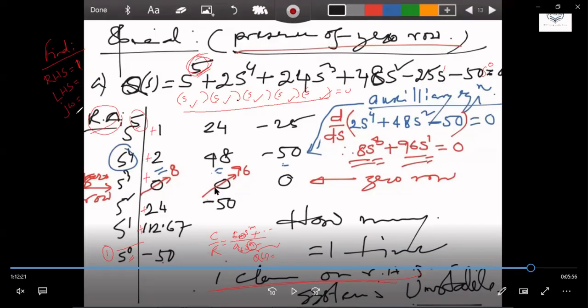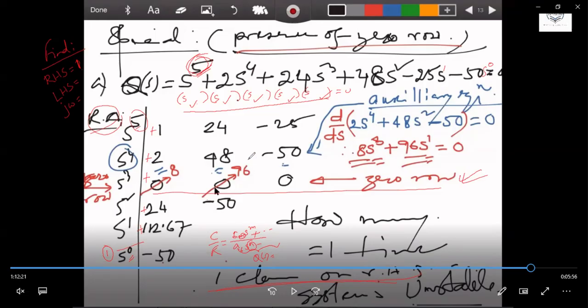Altogether 4. Now, out of 4, how many on the left half and how many on the imaginary axis? For sure, there are some poles on the imaginary axis because there is a 0 row present in the Routh array. A 0 row in the Routh array means there are closed loop poles located on the imaginary axis.